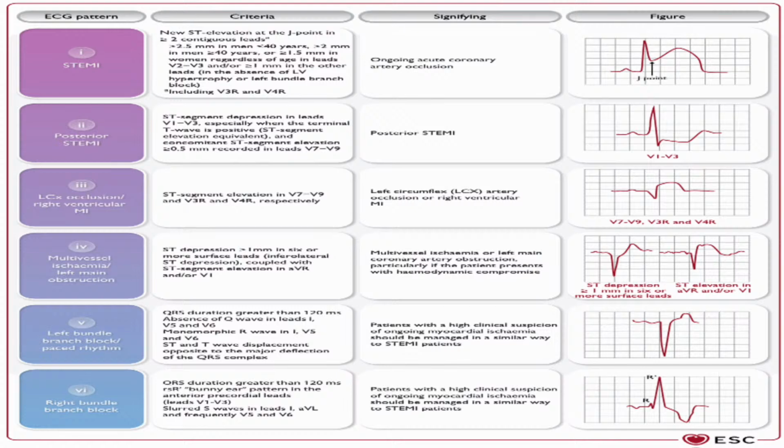And then you have something called an LCX occlusion, or right ventricular myocardial infarction. This is again a very tricky part to diagnose, and when you do a posterior ECG, you get an ST elevation curving like this. So these are tips and tricks when you do an ECG.